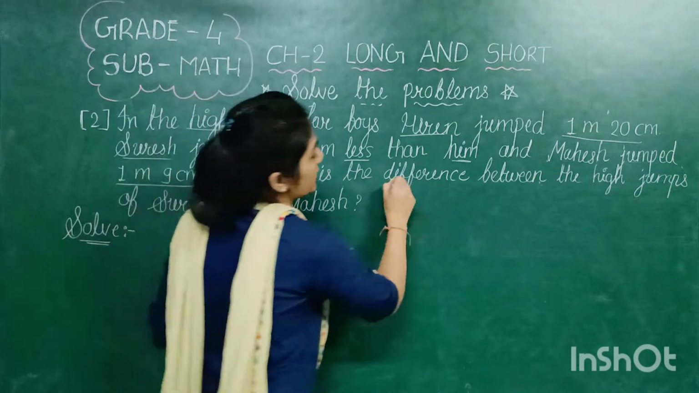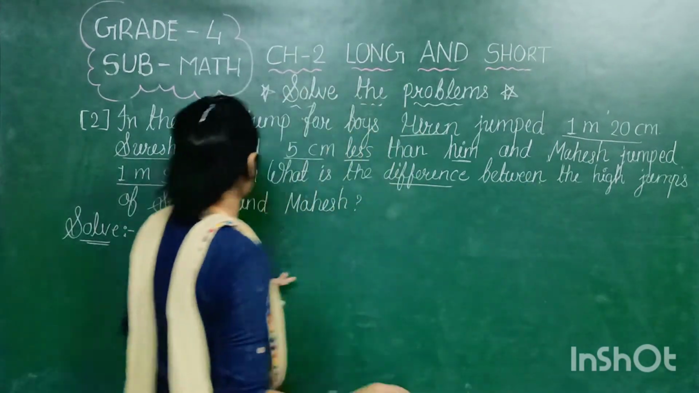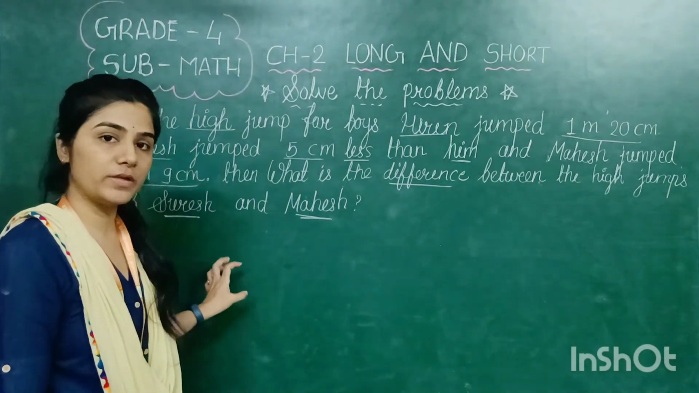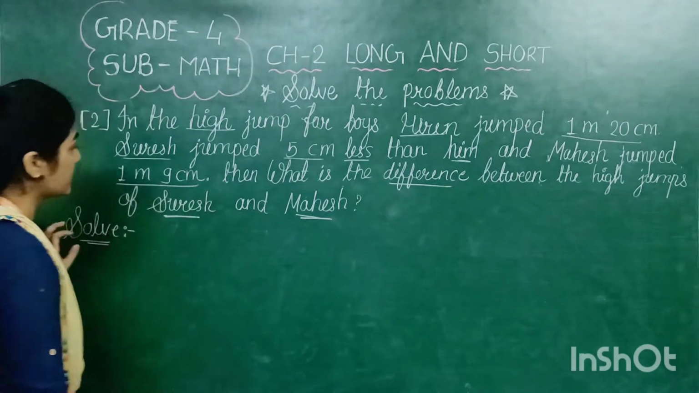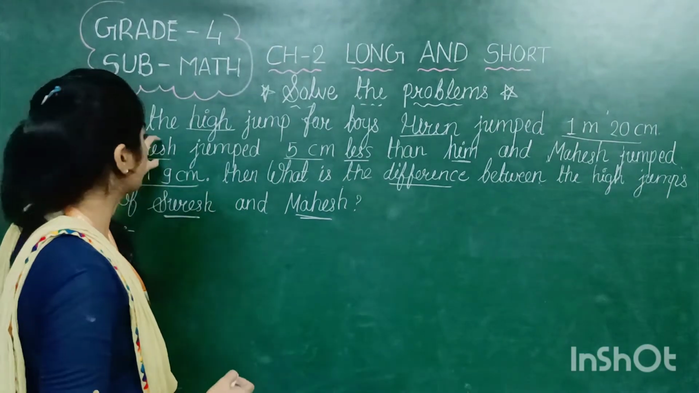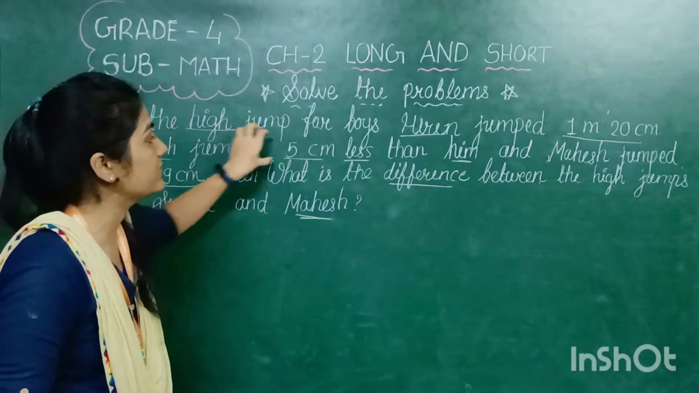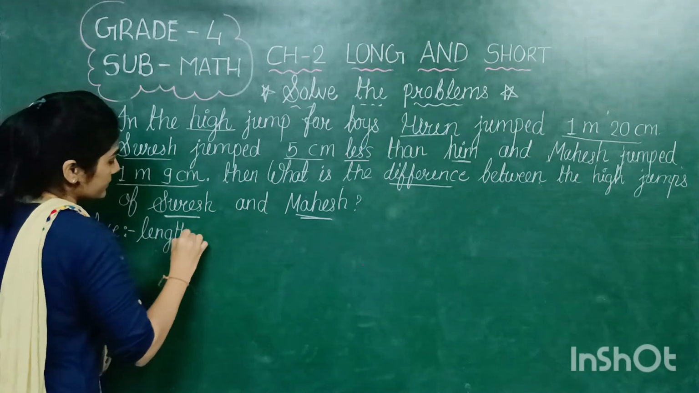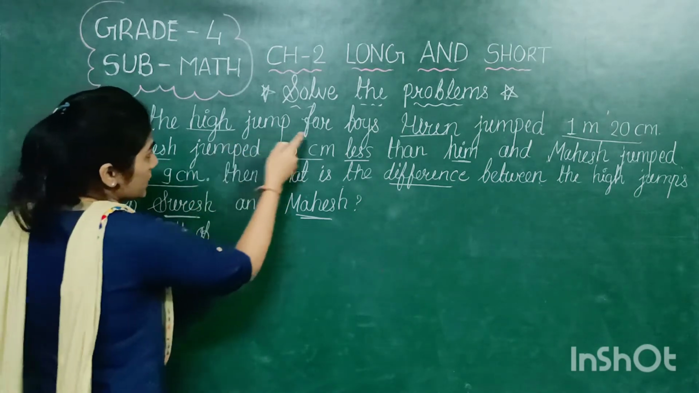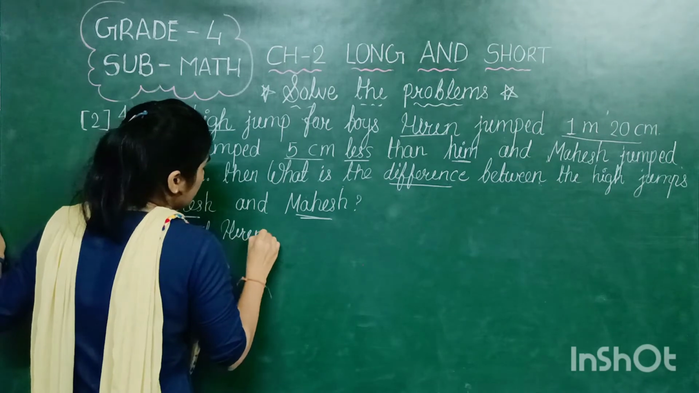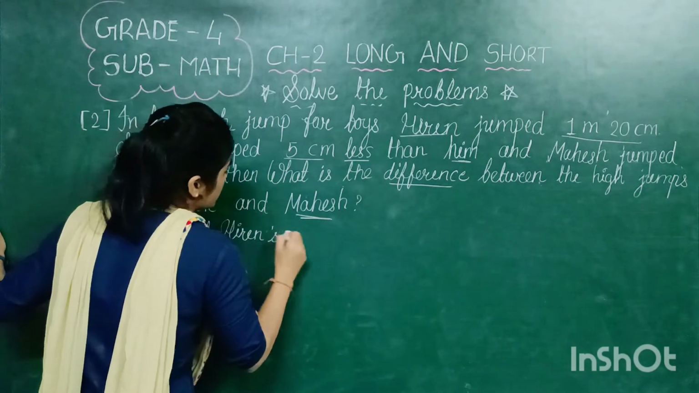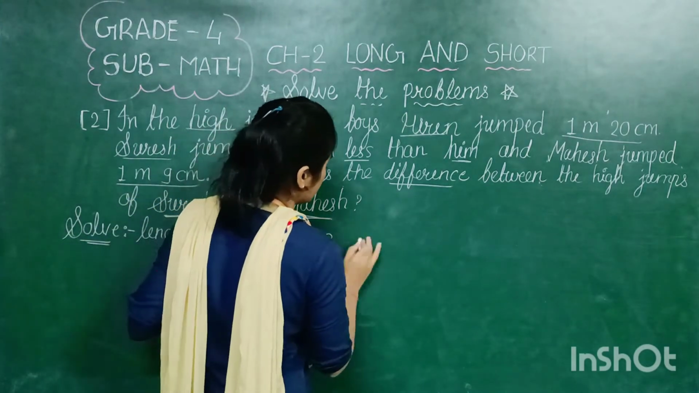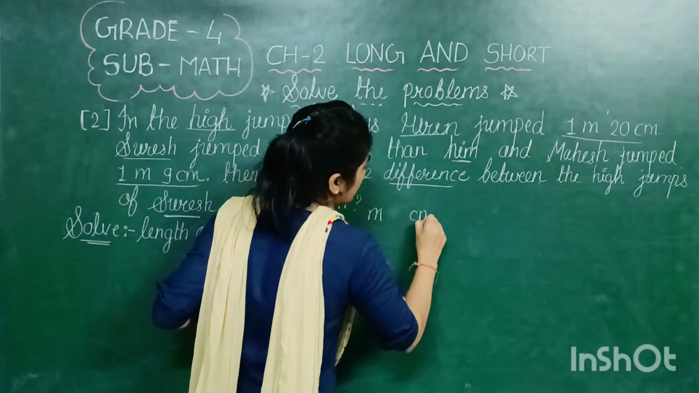Then what is the difference between the high jumps of Suresh and Mahesh? So same kind of one number, the second number will come. So first of all we need to find the length of the Suresh jump, right? Because we don't have the actual length. So we can write like this, we write length of Hiren's jump. So it is already given, but we have to write in the bifurcation meter and centimeter.